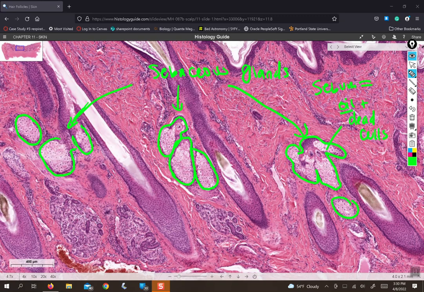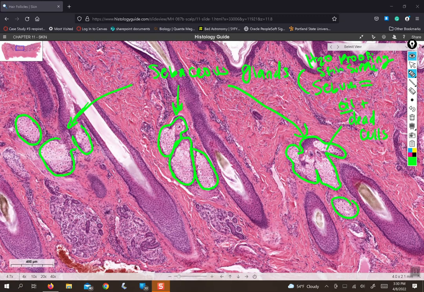But sebaceous glands produce this oil for waterproofing and to keep skin supple. So it keeps your skin from drying out and cracking because it's oily and like most moisturizers, it's oil-based.